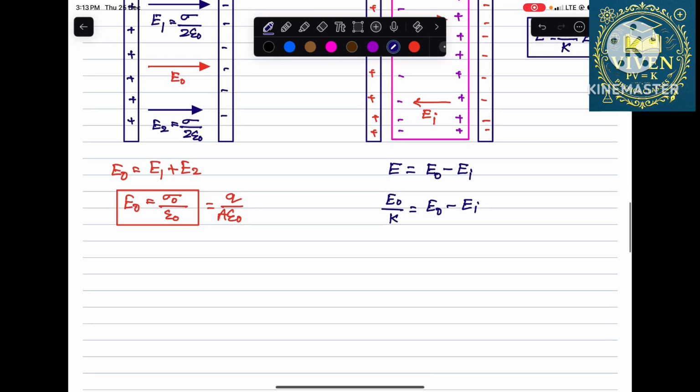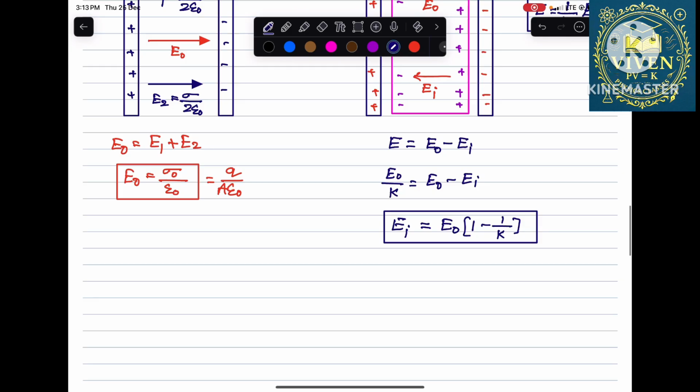The heading is induced or bound charge. Now I would like to learn about the induced electric field. So the induced electric field EI is equal to E naught into 1 minus 1 by K. Thus here ends the topic: the induced electric field is E naught into 1 minus 1 by K, where E naught is the initial electric field and K is the dielectric constant. The electric field, as we learned previously, is given by Q by A epsilon naught. So if E naught is Q by A epsilon naught, E induced will be Q induced by A epsilon naught.